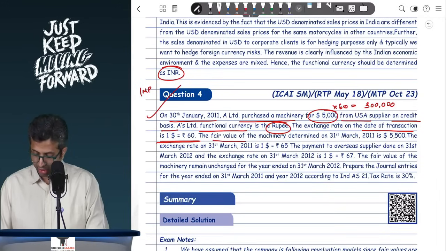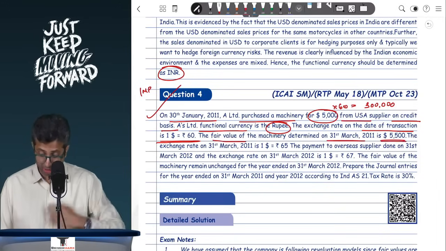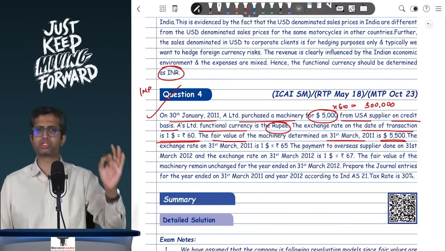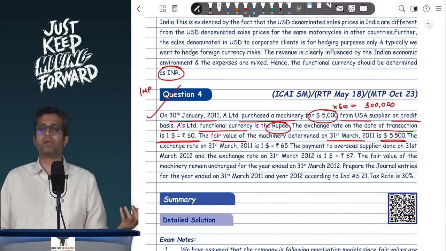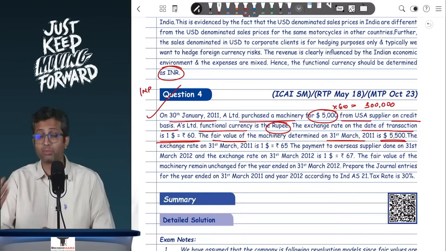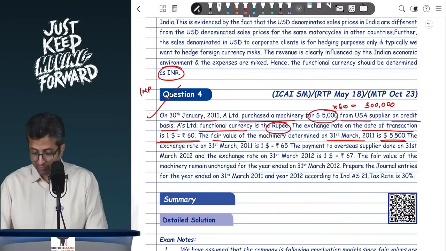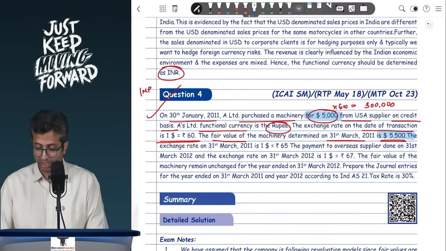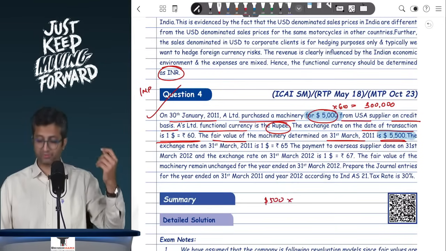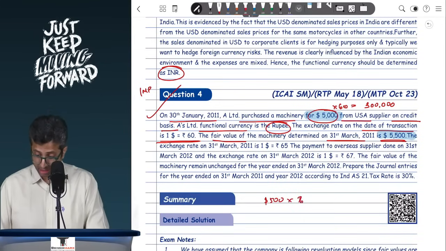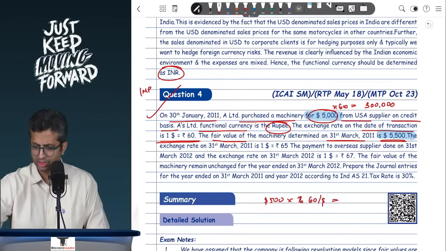The fair value of the machinery is determined on 31st March 11 at $5,500. Now, usually, if machinery is measured using the cost model, I don't need to find the fair value. If the fair value is given, then probably you must be following the revaluation model. And if you are following the revaluation model, then the machinery worth 5,000 is now moving to 5,500, and hence there is an increase of $500. That is the difference between 5,000 and 5,500. Had the exchange rate remained constant at 60 rupees, still there would be an increase of $500 into 60. That comes to 30,000.